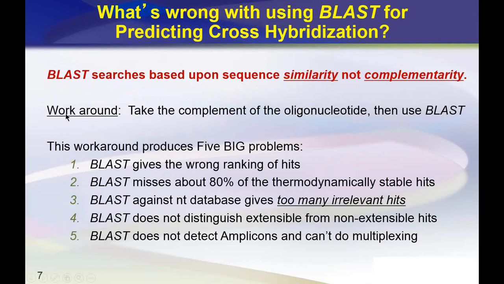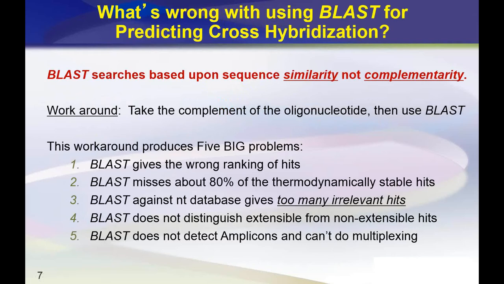So when it comes right down to it, the main disadvantage of BLAST is that it searches based upon sequence similarity, not sequence complementarity, which is what we're interested in if we're interested in scanning a primer or probe against the genome database. Now, because BLAST cannot search for sequence complementarity, people will commonly use a workaround. They'll say, well, gee, BLAST can't scan for the complement, so let's just take the complement of the oligo that I'm interested in and then use BLAST to see if BLAST can find similarities to the complement of my oligo.